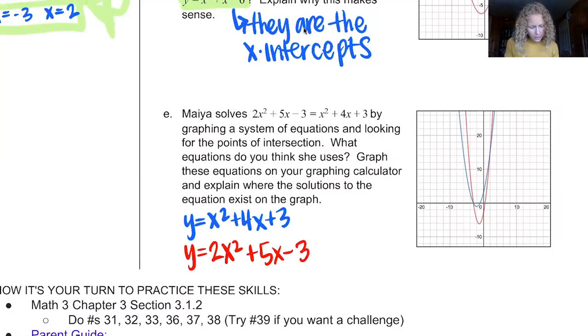Looking for the points of intersection, we should be able to find them here and here. I know the scale of this graph is very difficult to see, so I'm going to open these up on a graphing calculator so we can see those as well.